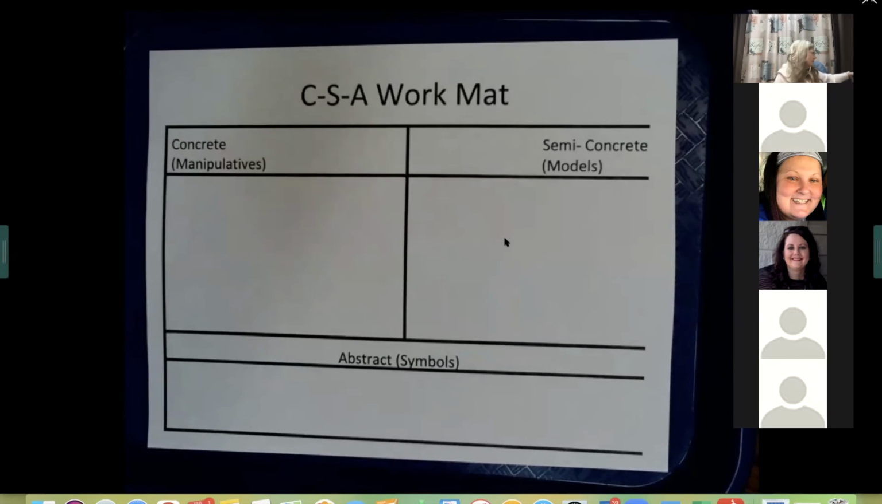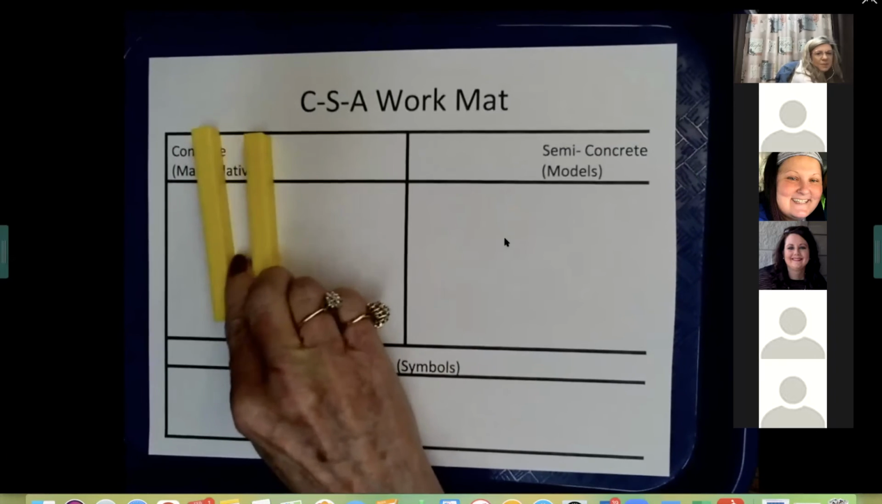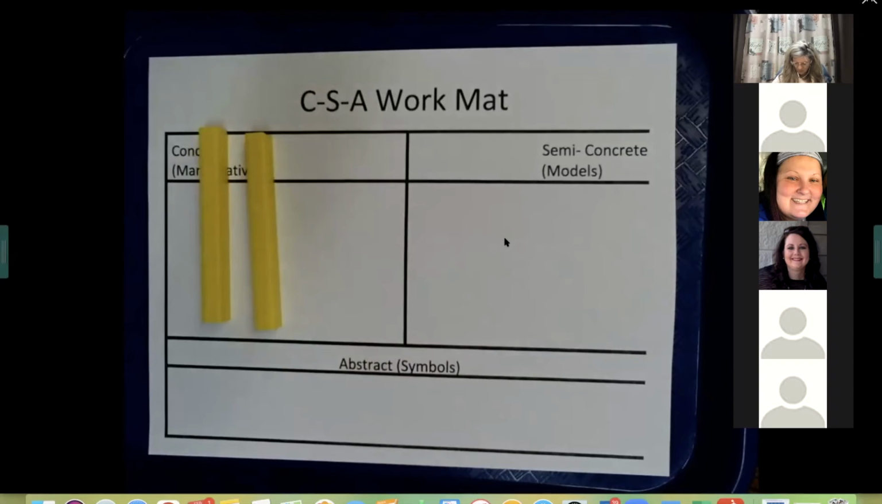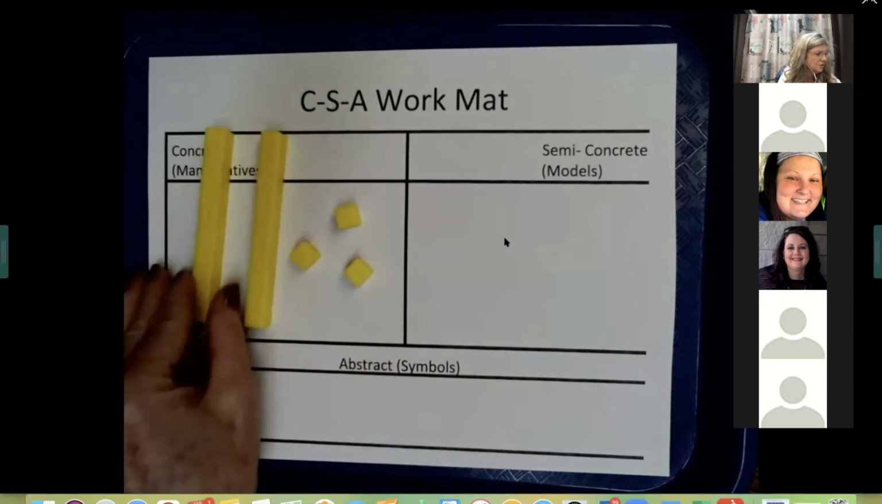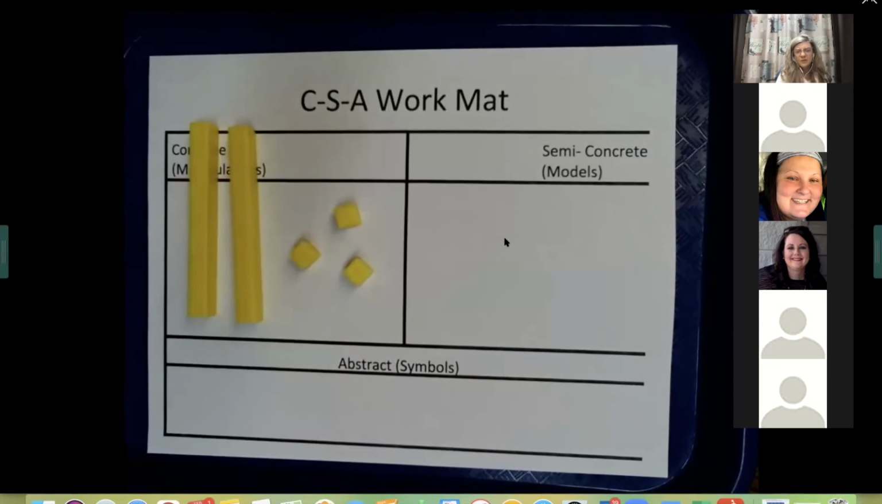But this CSA work mat, as I said earlier, is designed for you to use your manipulatives, and it can be used for simply building a number. I've got my base 10 blocks out here just to model for you. If we wanted the children to model the number 23, they would pull out that mat and pull out their cubes, if they choose to use these tools. There's other things you could use. You can model with bundles and sticks, Unifix cubes, just different types of things to build a number.